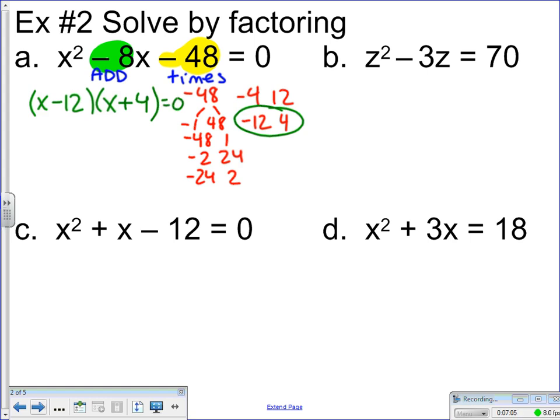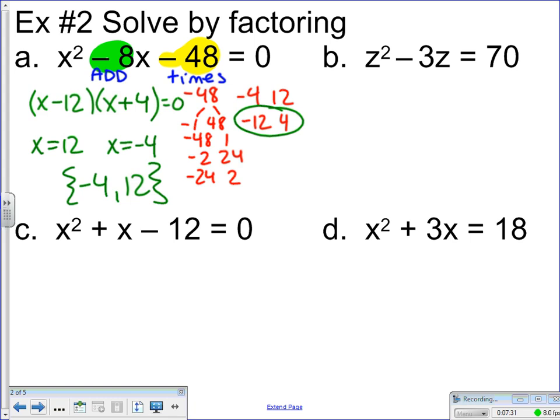The factors are actually the opposite of the solution. You see, x minus 12 is the factor. 12 will make that equal to 0. X plus 4 is the factor. Negative 4 will make that equal to 0. So our two answers are negative 4 and 12. I always put the smaller one first.